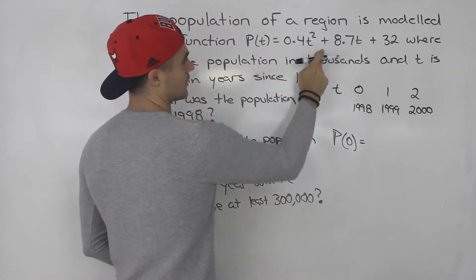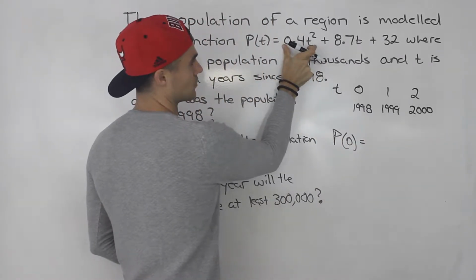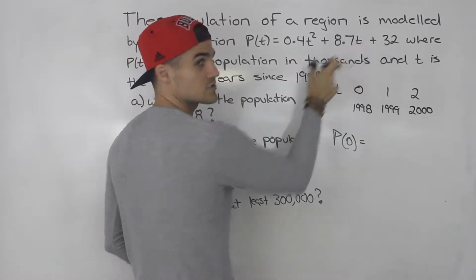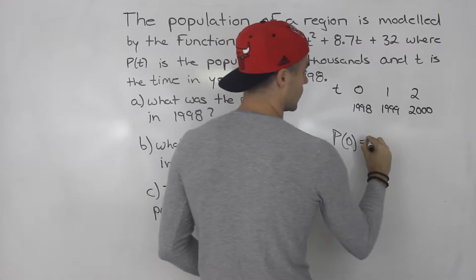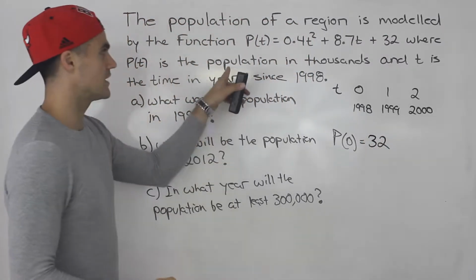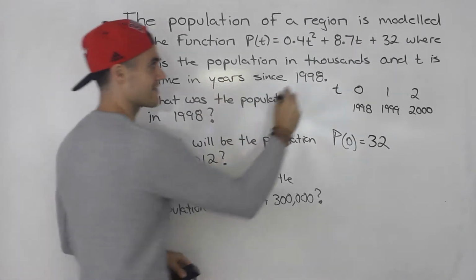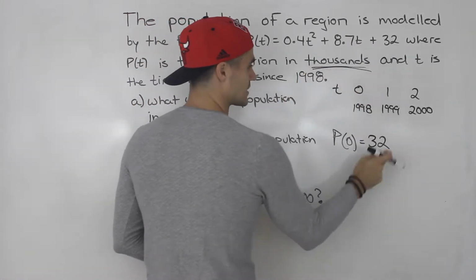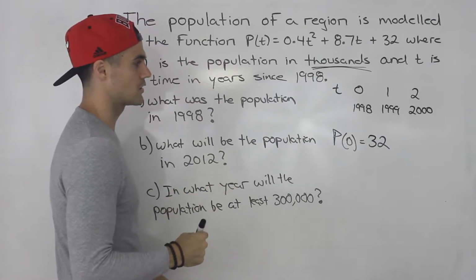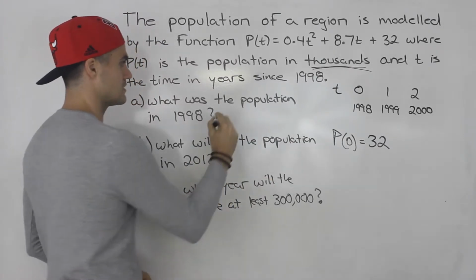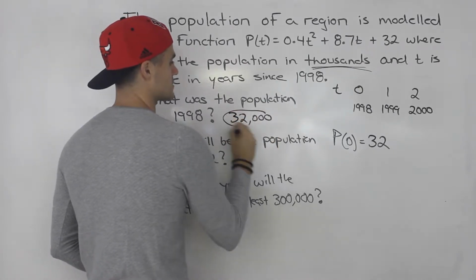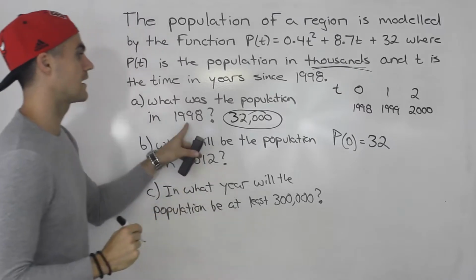So if we plug in 0 here, notice this expression will go to 0 because you'll have 0 squared here, and then 8.7 times 0, this expression will go to 0 as well. So you'll just be left with 32. However, the population is expressed in thousands. So basically whatever number you get here, you have to multiply by 1,000. That gives you the actual population. So 32 times 1,000, that gives you 32,000. So that was the population in 1998.